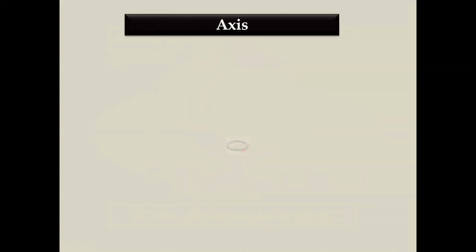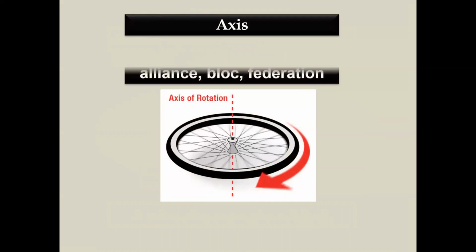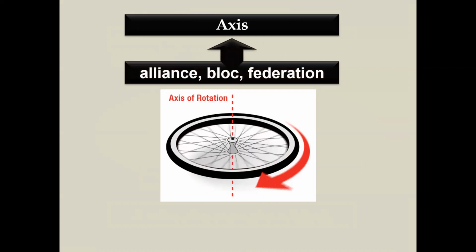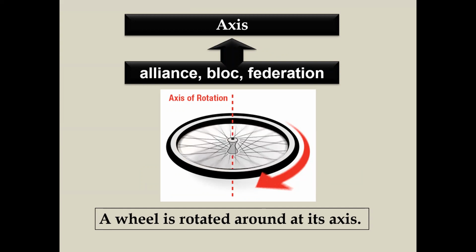Then number 3 word, axis. You see here, axis is also a wheel. Axis means the line around which something rotates. And a sentence using axis: A wheel is rotated around its axis.